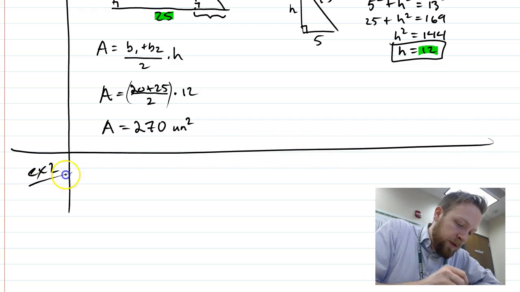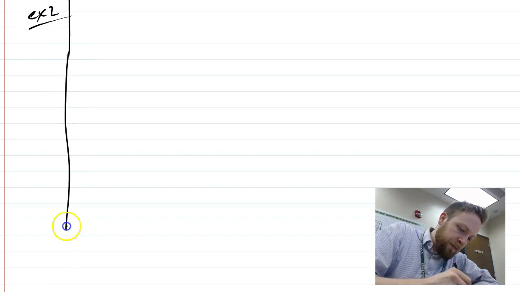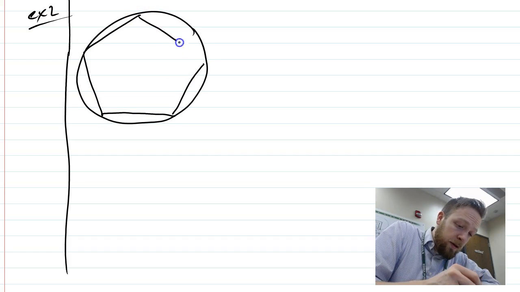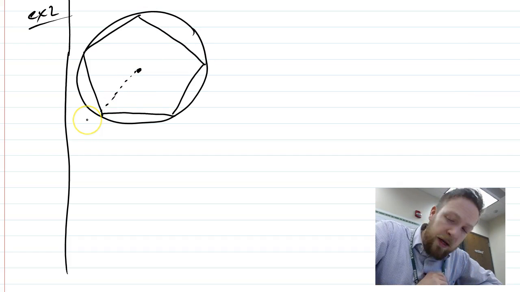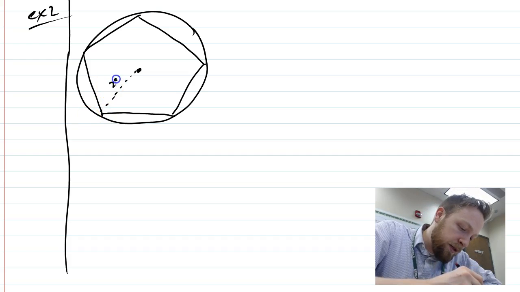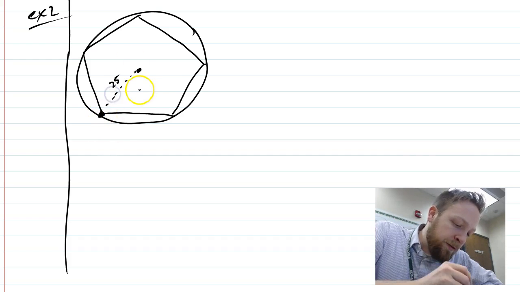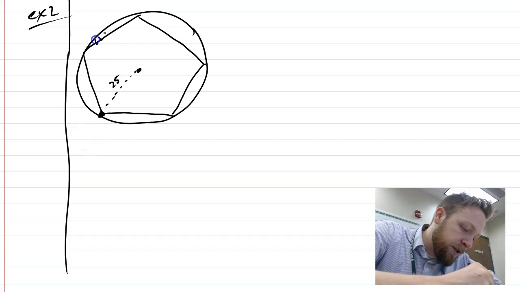Here is example 2, which is a little bit trickier. All right, we're going to have a circle, and inscribed in the circle is a regular pentagon. And what they would tell you is that from the center out to the edge is 25. That's called the circumradius because this is a circumcircle. It goes around the regular polygon. But the important thing is that if you go from the center to the edge of a circle, that's your radius.